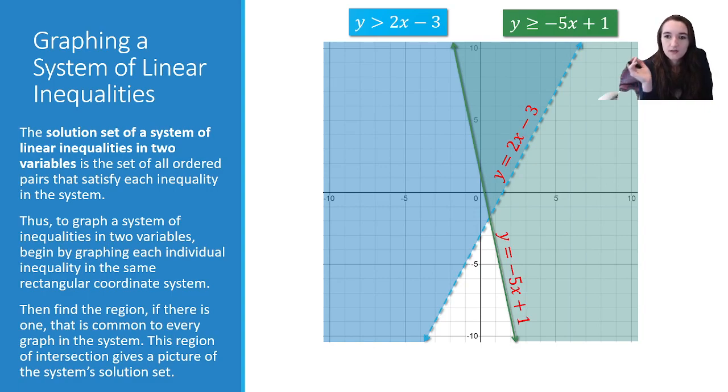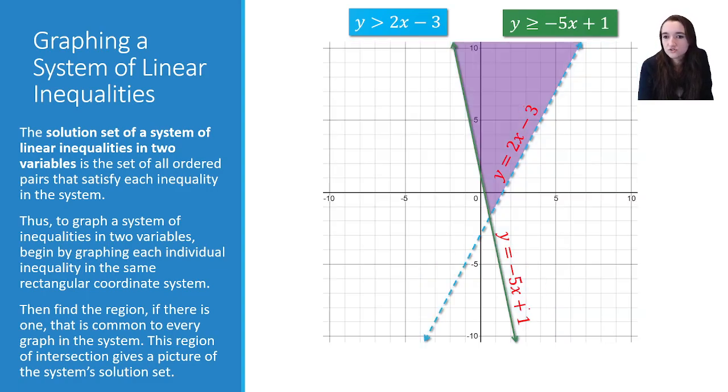Notice that I have colored in this area twice. That area is thus the solution to my system, because that is where we get solutions that work for both inequalities. Again, it is a very good idea to check your work here. Pick a point, some point here, plug it into both, and see, does it actually work in both?